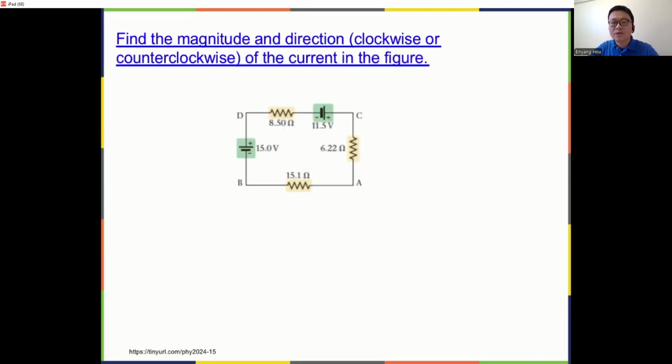The first one will be a very simple one. It's only one loop, but now you actually have 2 batteries in it. So there's one loop here. Let's say we start from point A.